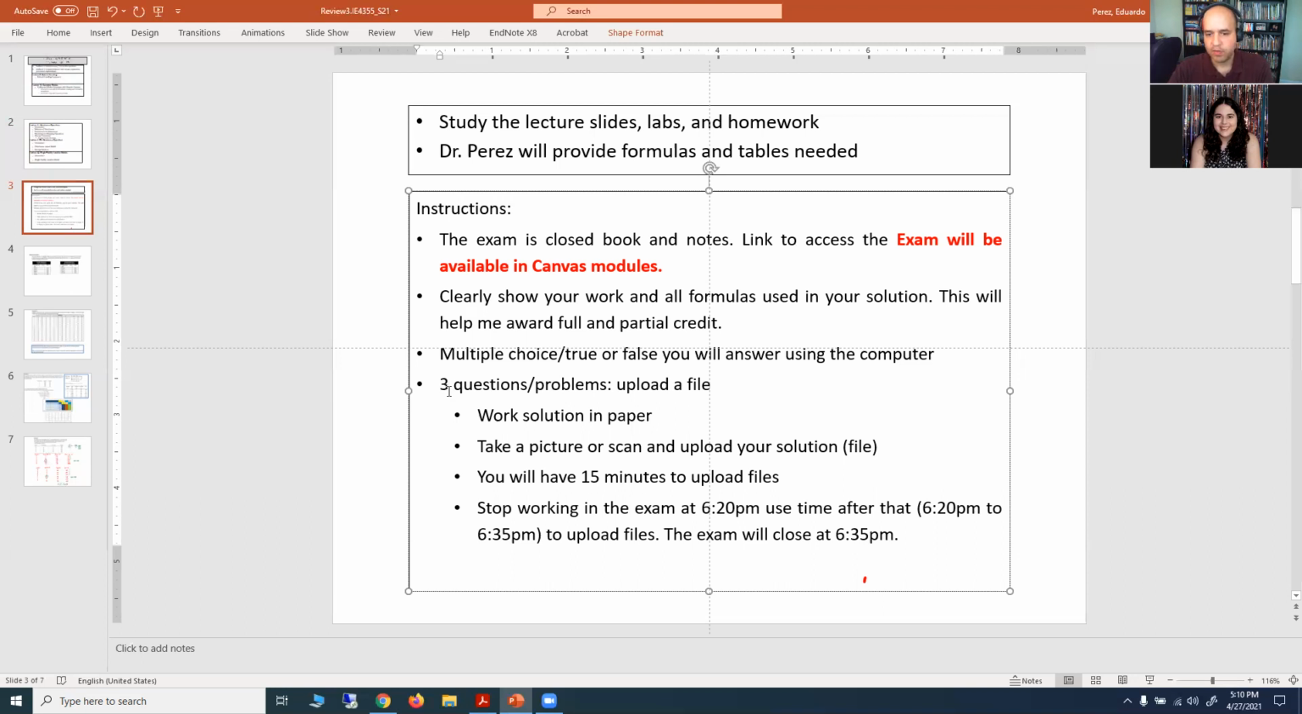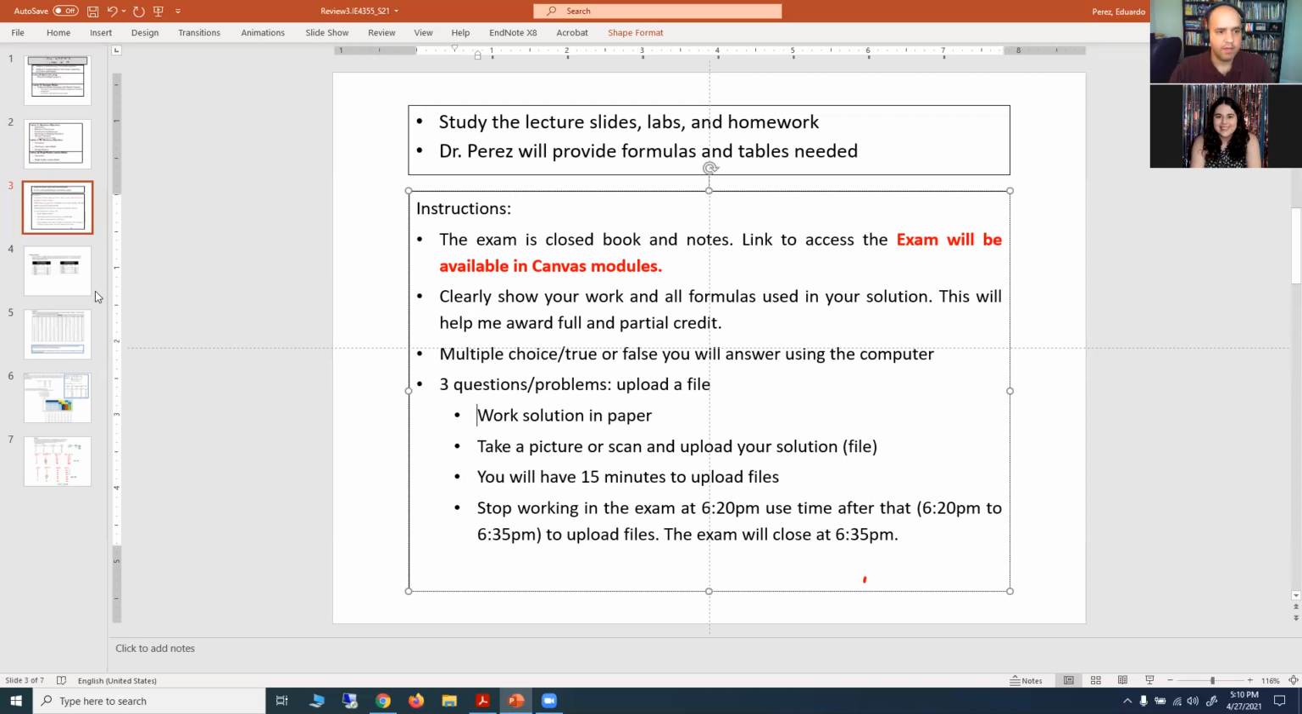So you will have 15 minutes to upload the files. So the exam will last until 6:20, and then you will have the time after that from 6:20 to 6:35 to upload the files. So the exam will close at 6:35. So make sure that you make the best use of your time. I don't anticipate you taking longer than 80 minutes to complete the exam. So you should have enough time to upload the files. So make sure that you upload those files on time.